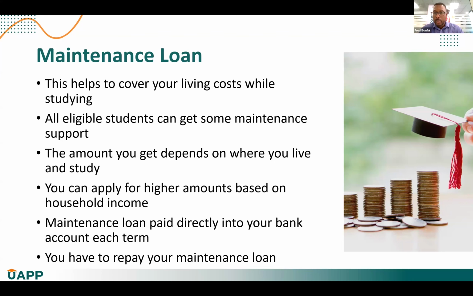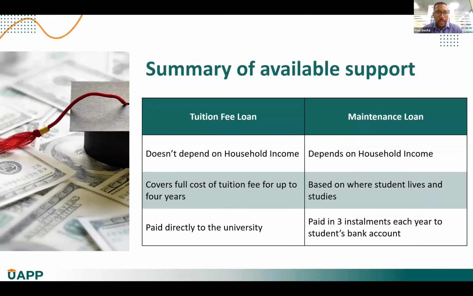Lastly, it's important to note that the maintenance loan is paid directly into your bank account, in 3 installments. For example, if you start your course in September, you get your first installment. Then in February or March, you get your second installment, and towards the end of your academic year, maybe June, you get your final installment. So it's paid in installments into your bank account. If we go to the next slide, just to summarize what we've discussed so far.